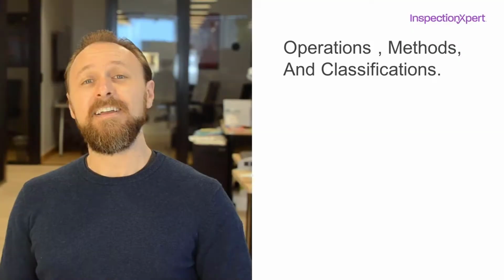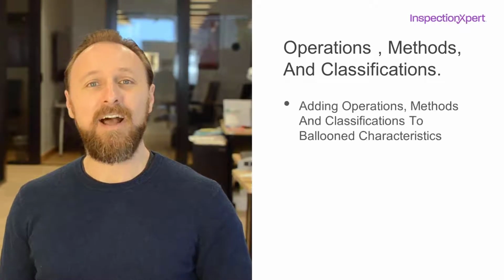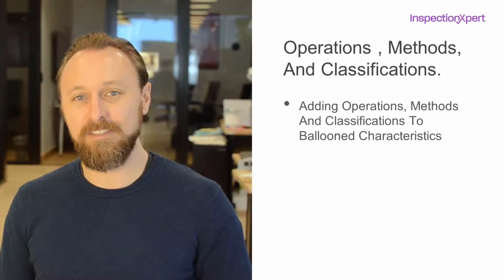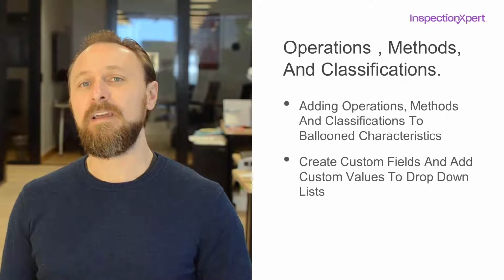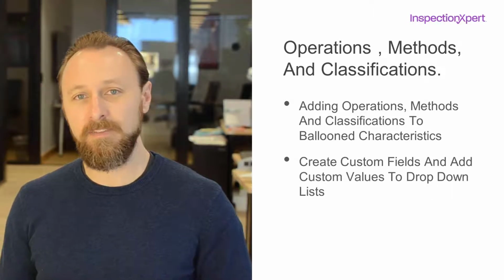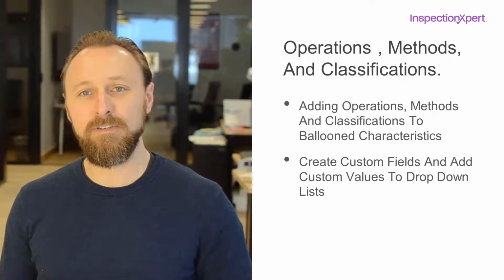Now you know how to extract your part name, part number, and part revision, how to use the different OCR extraction modes, how to set your balloon size, color, and default location, and how to add leader lines. In this section, I'll be showing you how to add operations, methods, and classifications to your balloon characteristics, and I'll also be showing you how to create custom fields and add custom values to your drop-down lists.